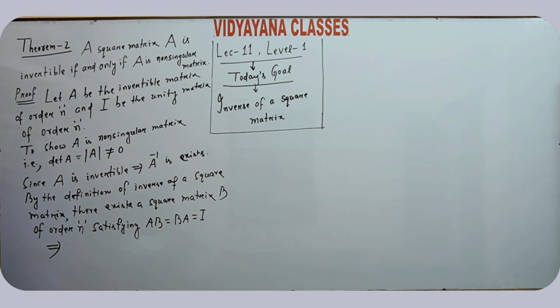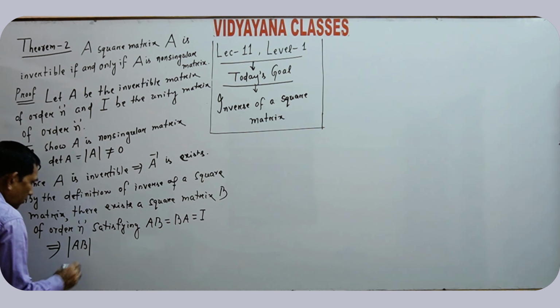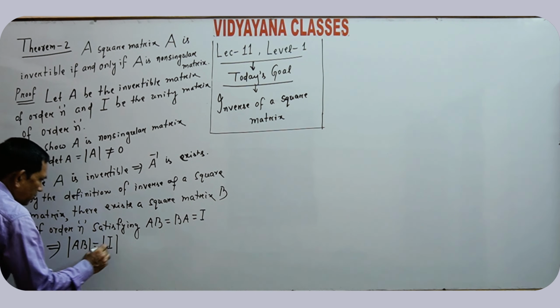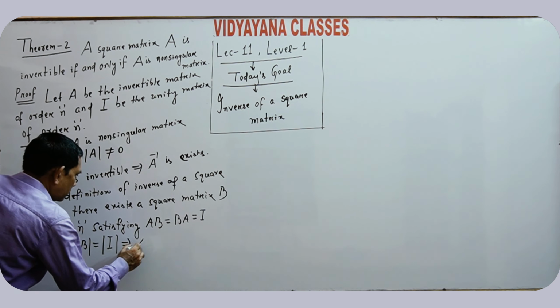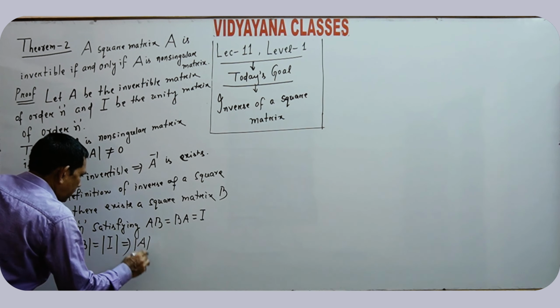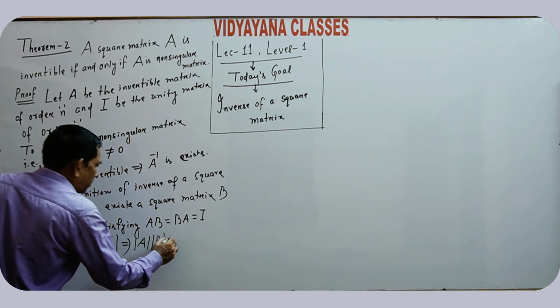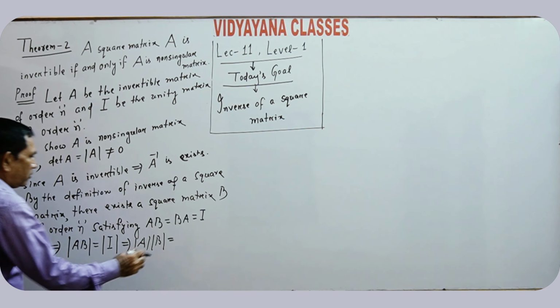That implies determinant of AB is equal to determinant of I. Since AB is equal to I, that implies determinant of A into determinant of B is equal to determinant of I is equal to 1.